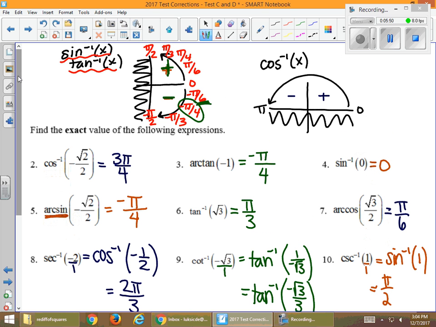I hope that you find these diagrams here helpful. I think cosine is a lot more intuitive than sine and tangent. And the second time through will be better.